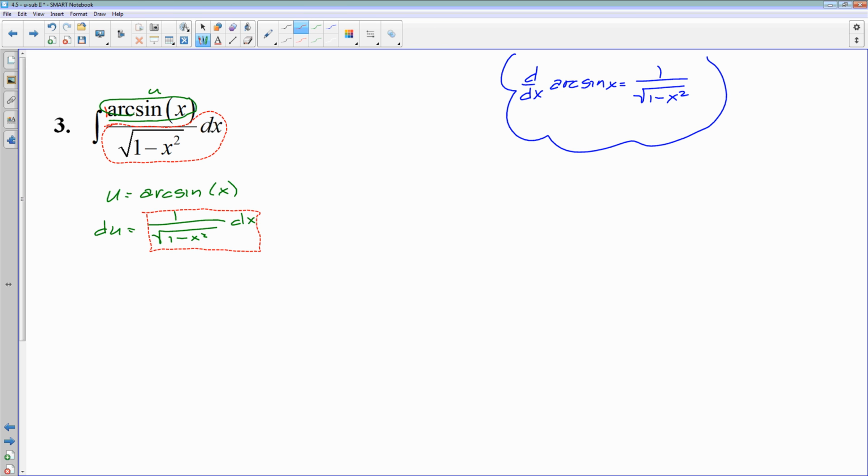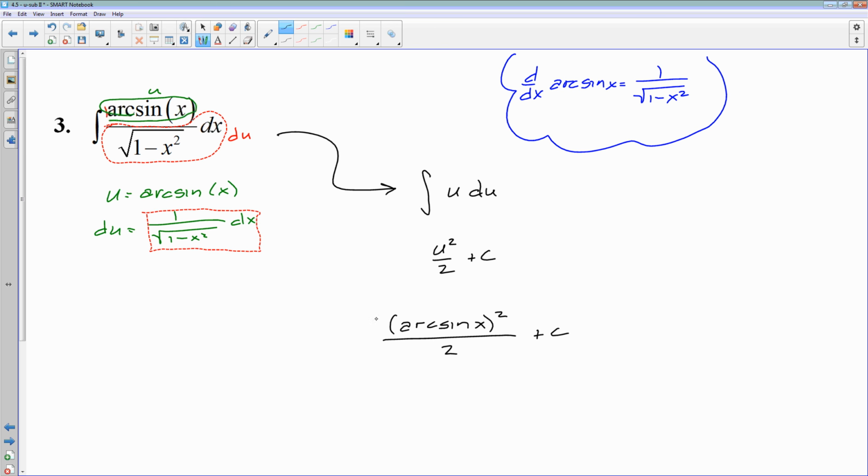So there's my u, the 1 over root 1 minus x squared dx is my du, and then this is going to turn into the antiderivative of arc sine x comes out, that's u. Everything else is the du, and so it cleans up to simply the antiderivative of u du, which is u squared over 2 plus some constant. And then finally we plug our u back in. So my final answer is going to be the arc sine of x all squared all over 2 plus c.